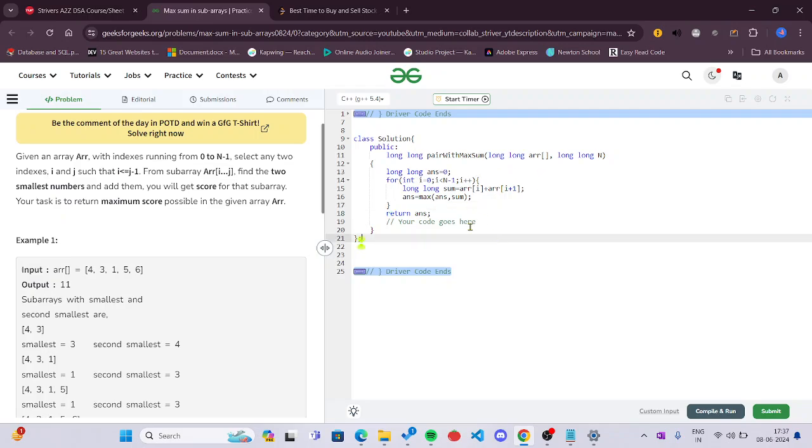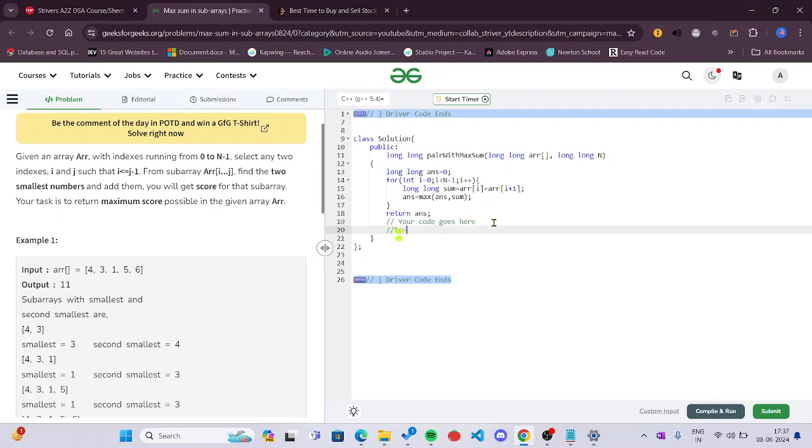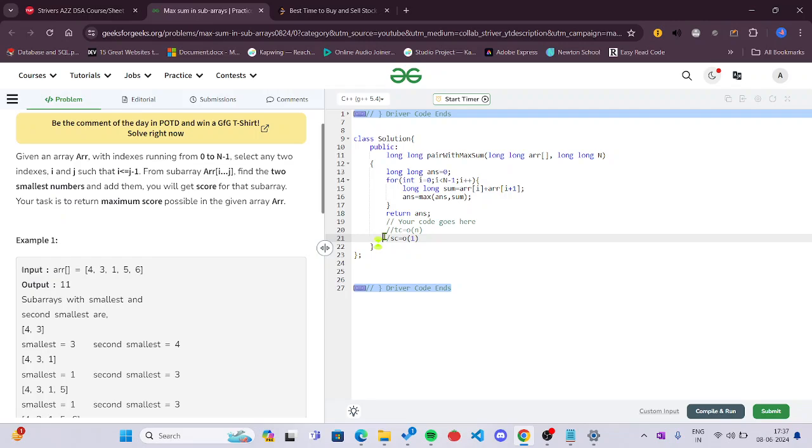So that's why this is the answer for this question, and we have the time complexity of course big O of n, right? And the space complexity is definitely big O of 1, right? Because we did not use any other data structure to store the array numbers here, right? And time complexity was of course big O of n, right? Because we have used a single for loop here.